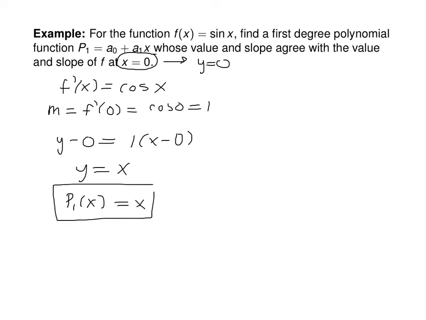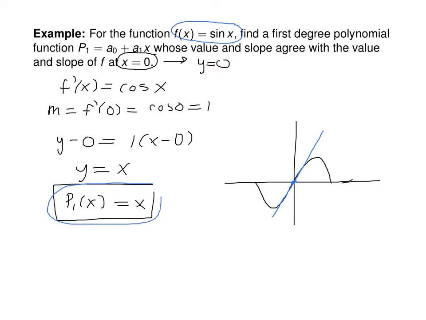And actually, if you're near 0, sine of x is very close to this function. So here's a graph of sine. There is the line y equals x. And as long as you're close to 0, the tangent line and the function aren't very far apart, and you can find values of sine of x by plugging x instead into this polynomial function.